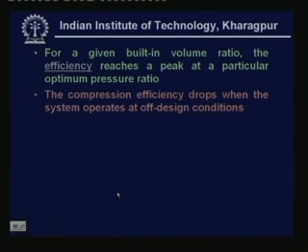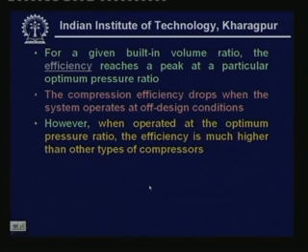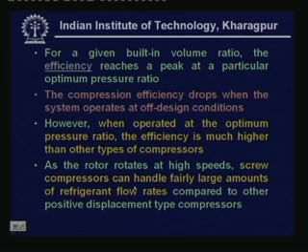The compression efficiency drops when the system operates at off design conditions. However, when operated at the optimum pressure ratio, the efficiency is much higher than other types of compressors. You can get a compression efficiency as high as 70% or more. As the rotor rotates at high speeds, screw compressors can handle fairly large amounts of refrigerant flow rates compared to other positive displacement type compressors.